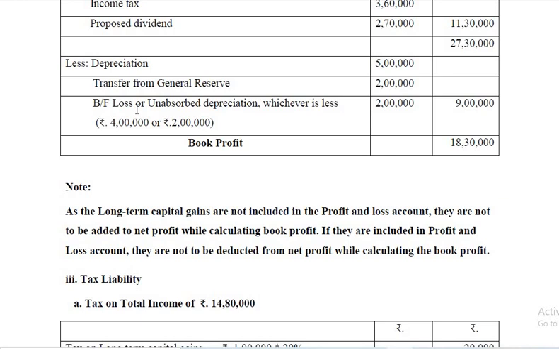Then brought forward business loss or unabsorbed depreciation, whichever is less. So this is from the accounting point of view. So 4 lakh or 2 lakh, whichever is less. 2 lakh is the least one. So together it is 9 lakh. 27 lakh 30,000 minus 9 lakh means 18 lakh 30,000. This is the book profit.